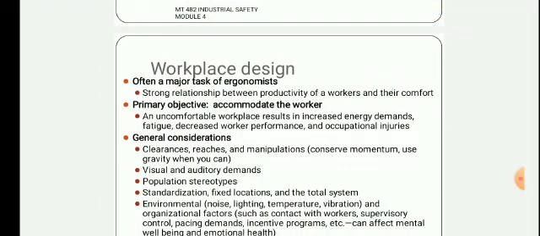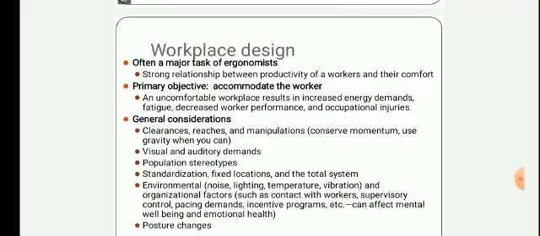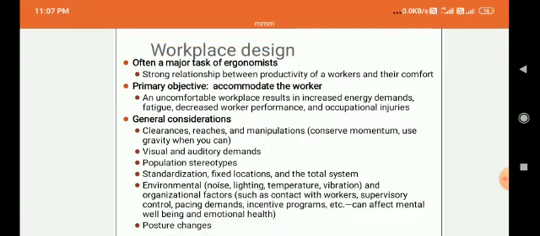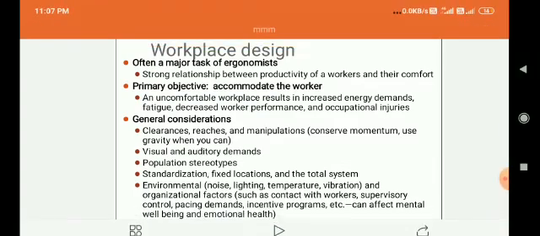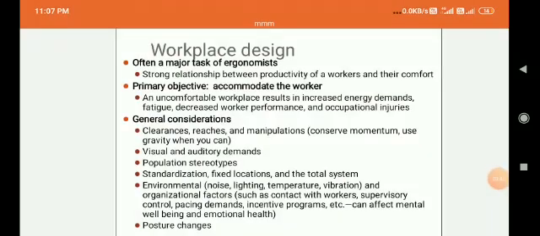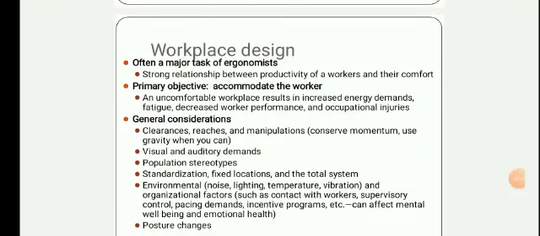Okay, then the core one, the workplace design. So this is the core one of this topic. Workplace design is the major task of an ergonomist, someone who studies ergonomics, the study of a human being, how he fares in his professional life. Ergonomics says that there is a strong relationship between the productivity of the worker and their comfort. So the primary objective of each and every workplace design is to accommodate the worker. An uncomfortable workplace results in increased energy demands, fatigue, decreased worker performance, and occupational injuries.